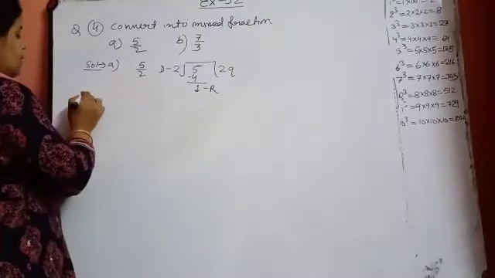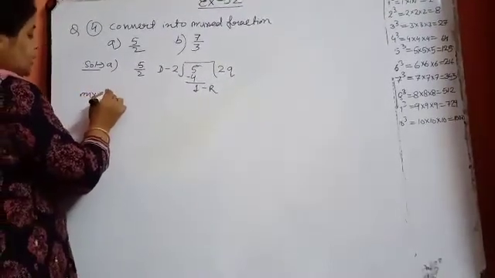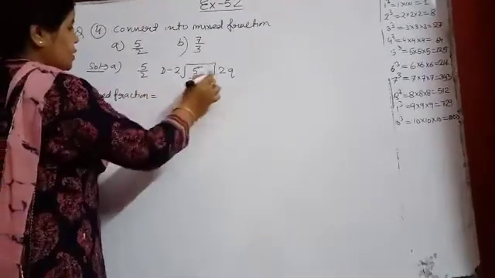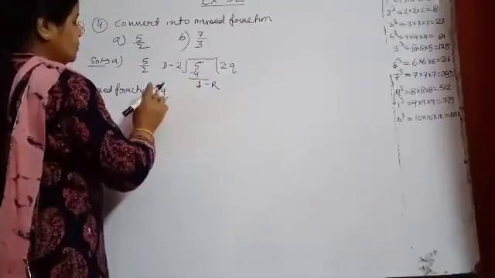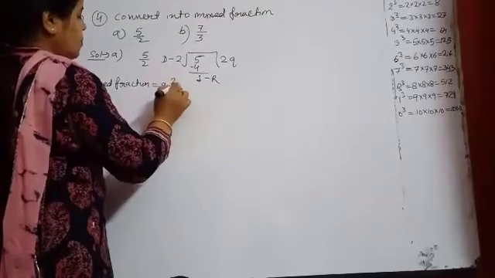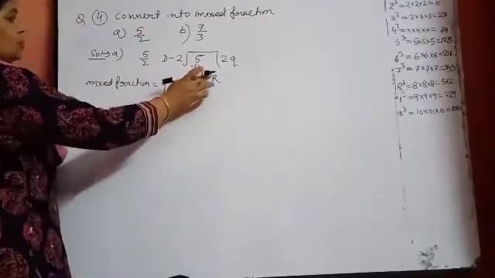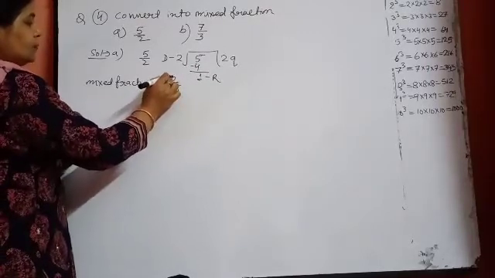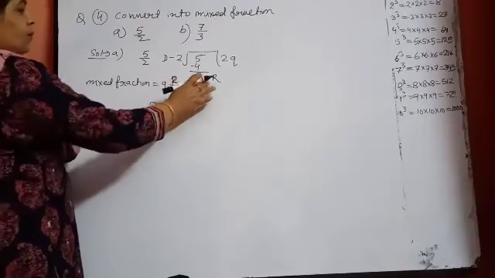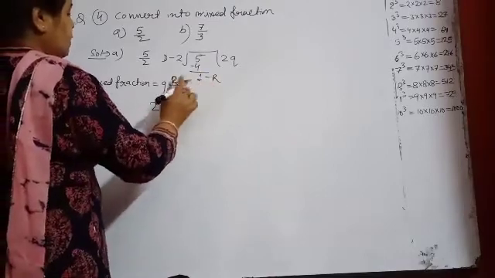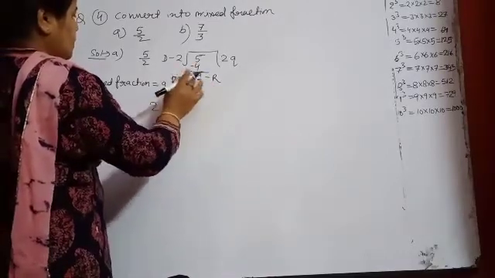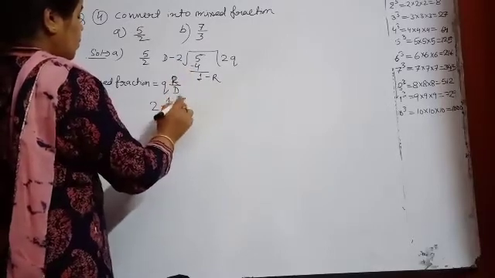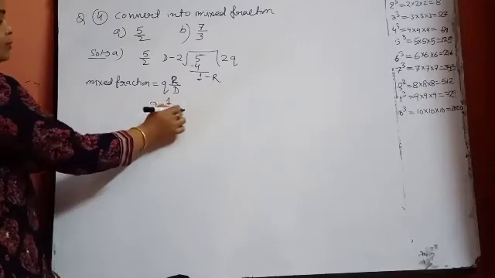How will you write it in a mixed fraction? When we are writing a mixed fraction, how are we writing? Quotient comes here. Then remainder upon divisor. What is your quotient? 2. Remainder will come at the top, as the numerator. Remainder is 1 upon divisor 2. You see that 2 twos are 4 and 1, 5/2. So it will be your mixed fraction. This will be your answer.